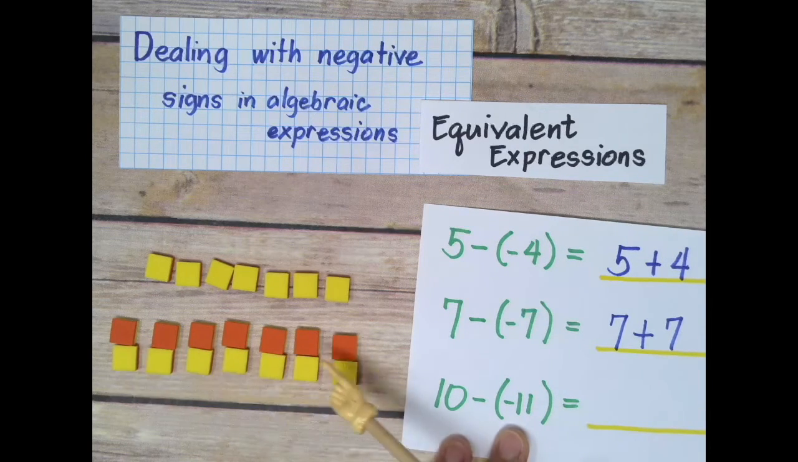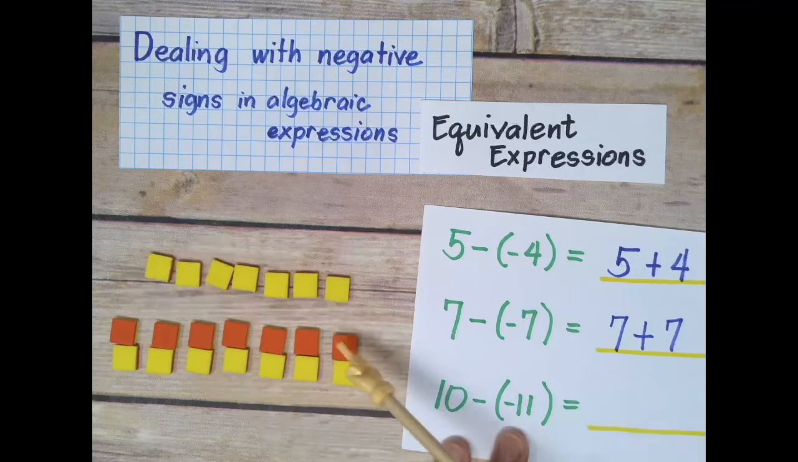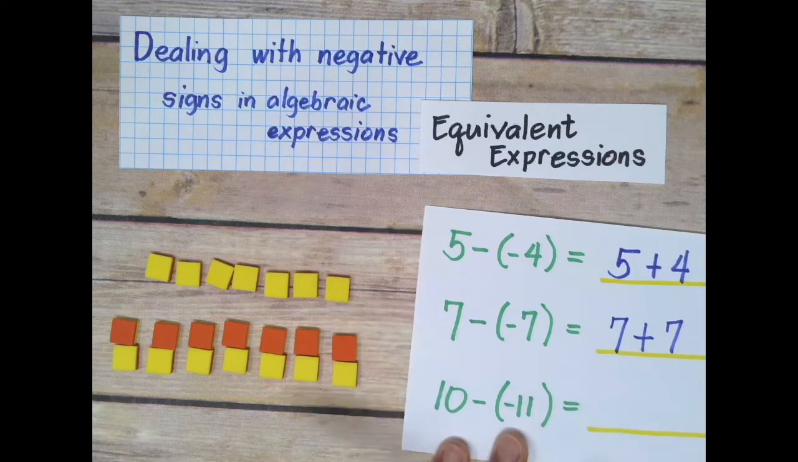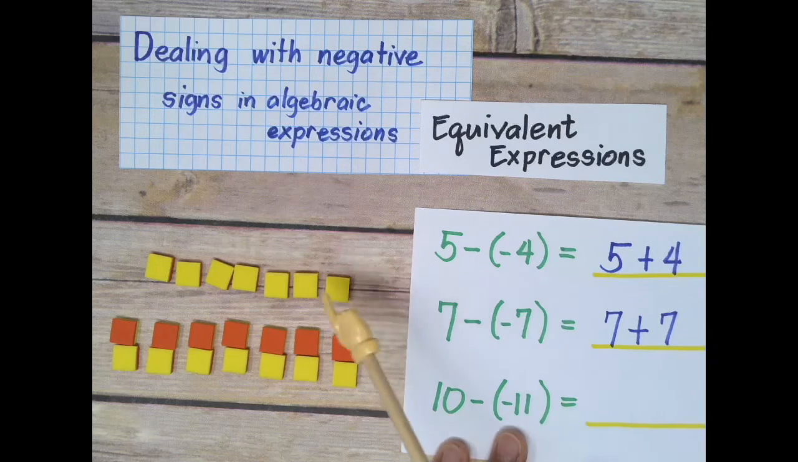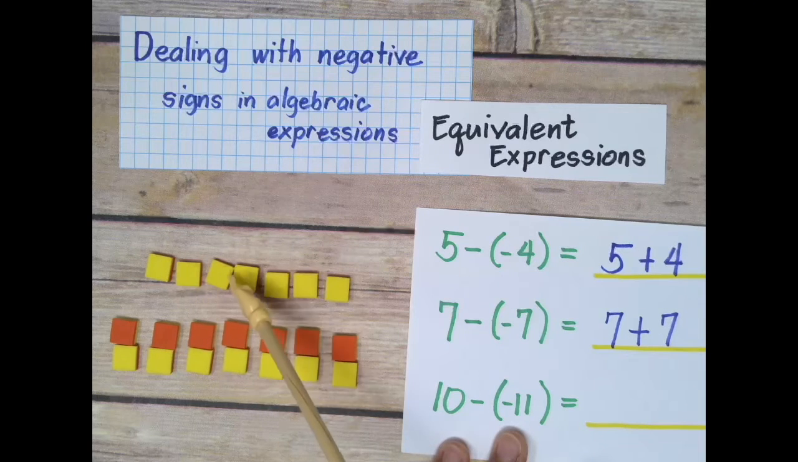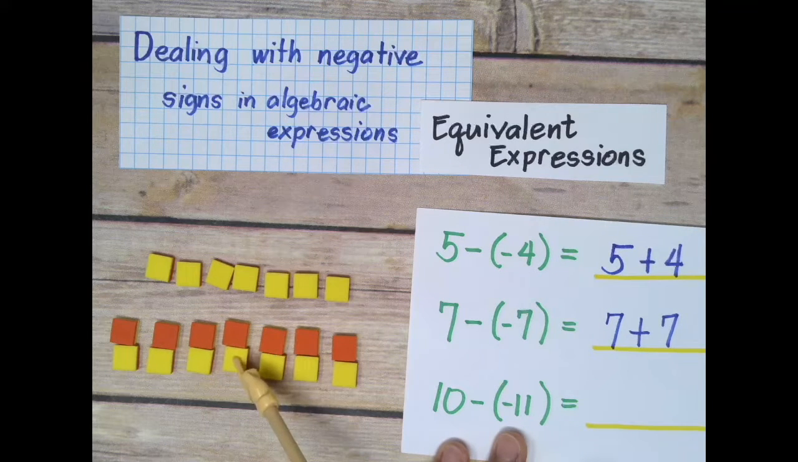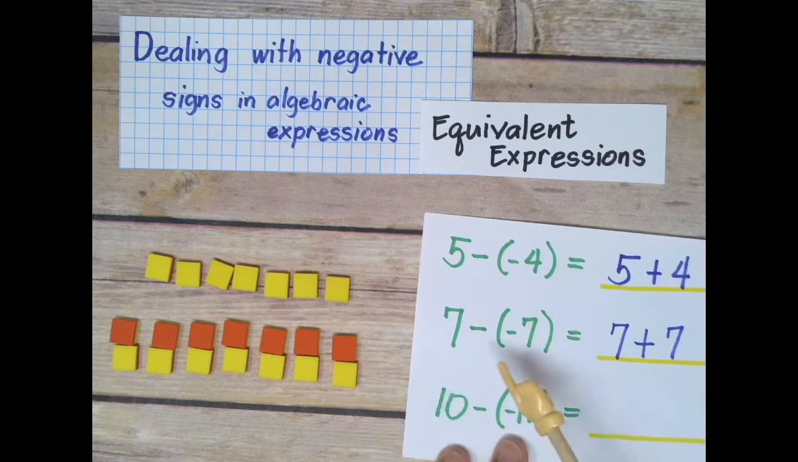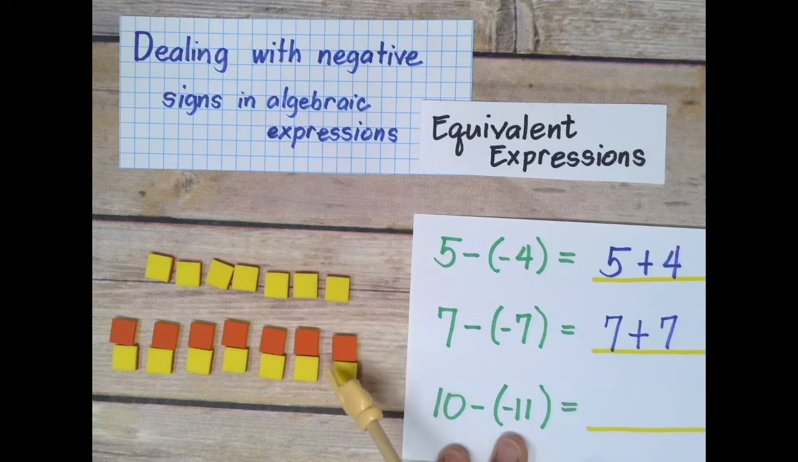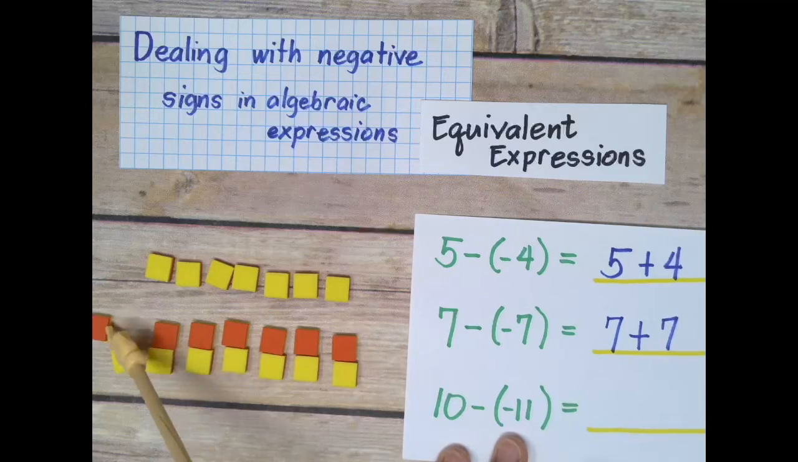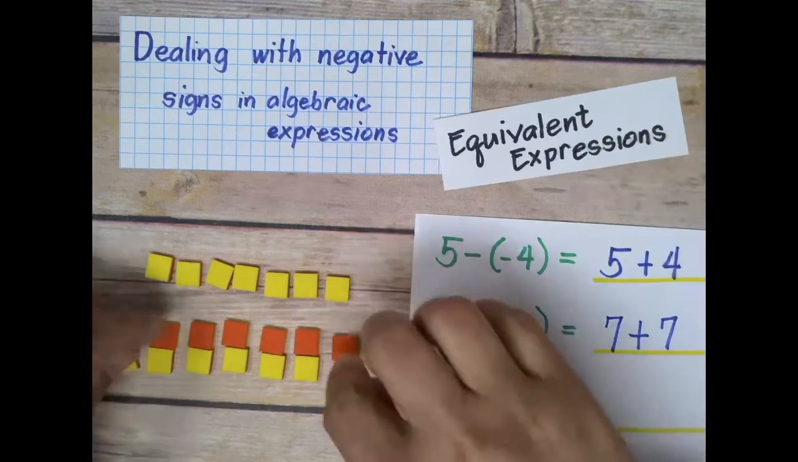These 7 zero pairs do not change the value of the original representation because the value of each pair is just equal to 0. So we have here 7 yellow tiles, and then we have 7 orange tiles with their corresponding pair of yellow tile. So now we can take away negative 7 by taking away the orange tiles.